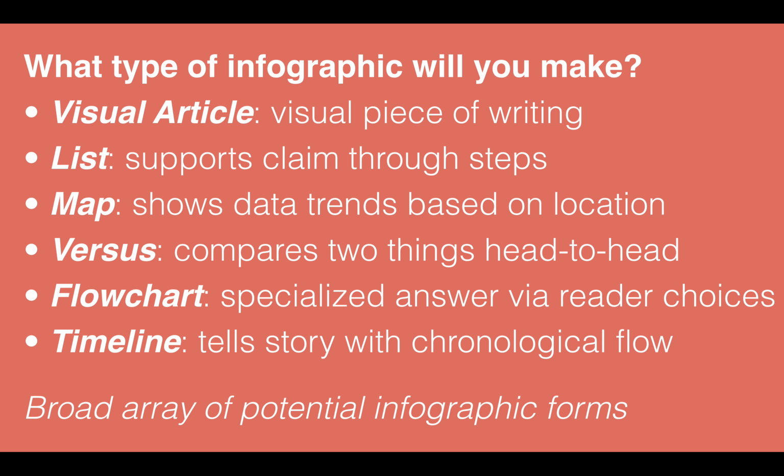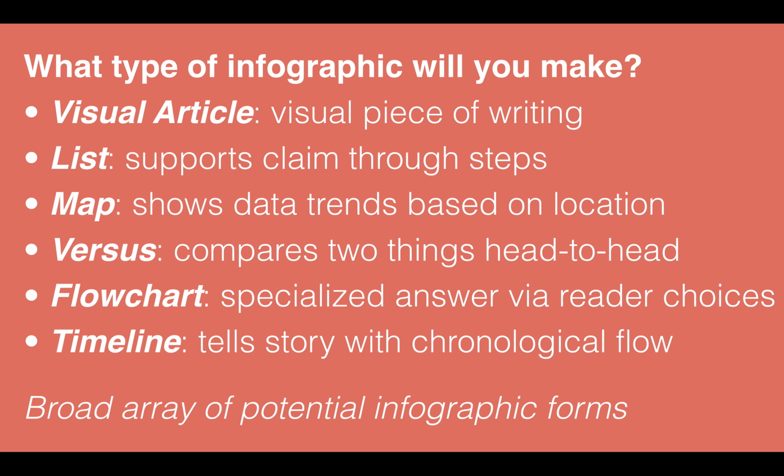What type of infographic will you make based on this? Would you choose a visual article, which is a visual piece of writing, a list which supports claims through steps, a map that shows data trends based on location, versus which compares two things head-to-head, flowchart, which is a specialized answer via reader choices, or a timeline which tells stories with a chronological flow. From this, you can see there's a broad array of potential infographic forms that you need to choose from.